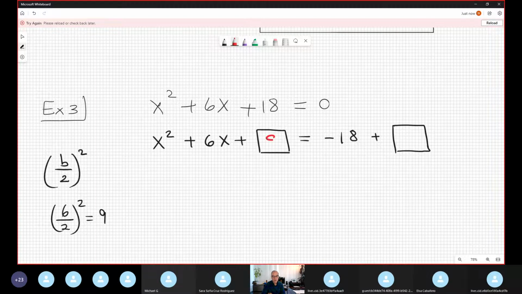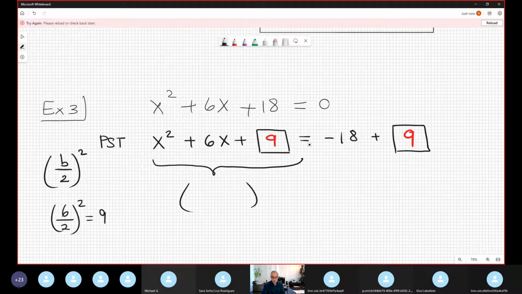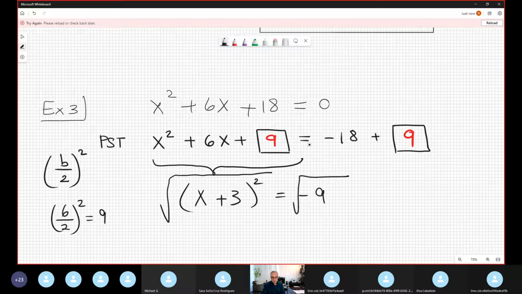I put it here in a different color to emphasize. You put 9. 9 was the magic number. Now ready. This is the perfect square trinomial. And the factorization is only one parenthesis, x plus 3 squared. And on the other side, we have negative 9. 18 and 9, subtraction. Now apply square root to both sides. This is x plus 3 alone, equal to plus or minus. Don't forget this plus and minus.